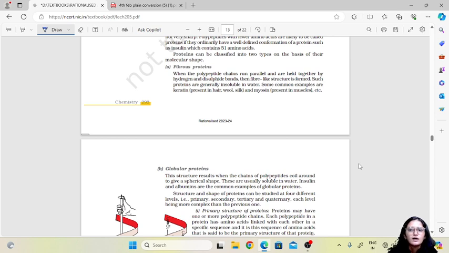And then we will see, on the basis of their molecular shape, proteins are classified into two types: fibrous and globular proteins. Now what are fibrous proteins? In fibrous proteins, the polypeptide chains run parallel and they are held together by hydrogen and disulfide bonds, and fiber-like structures are formed. They are generally insoluble in water, and examples are keratin and myosin. Keratin is present in hair, wool and silk, and myosin is present in the muscles. These points about fibrous proteins are very important and they are asked in the exam along with the examples.